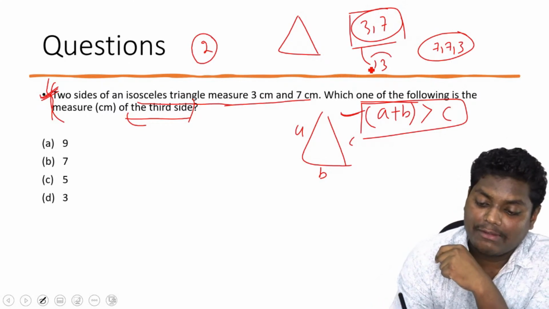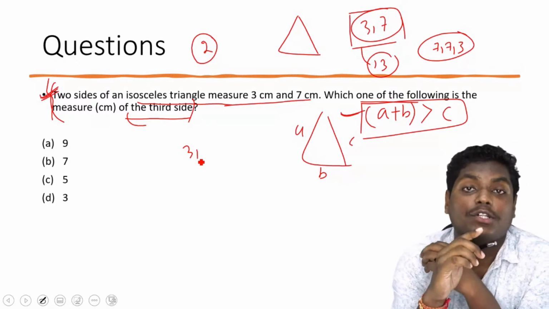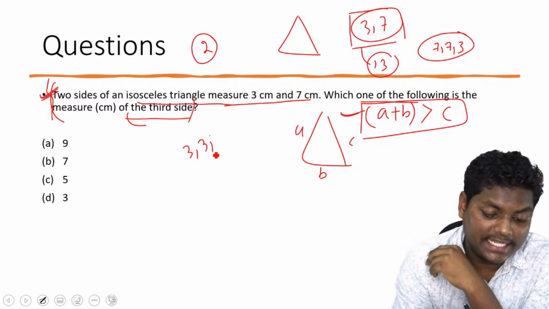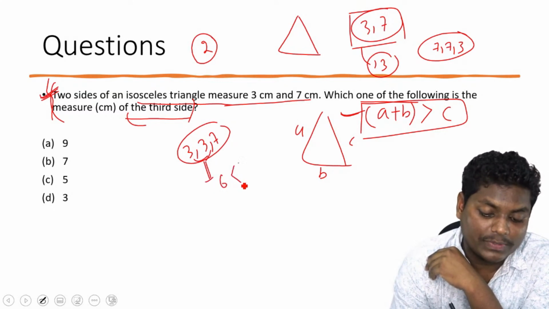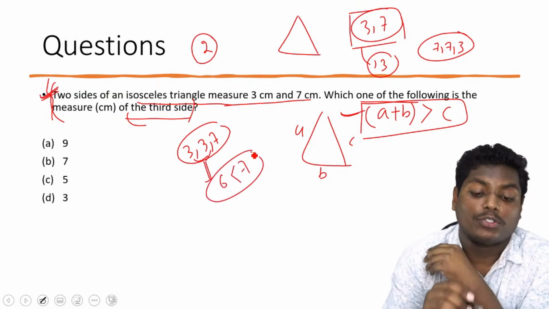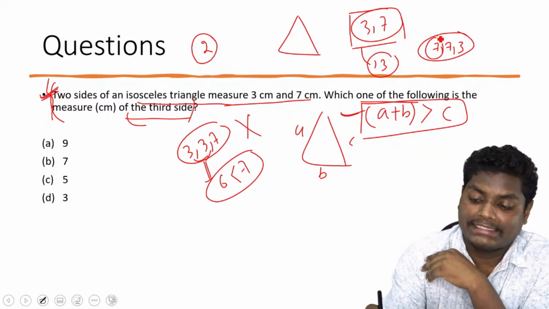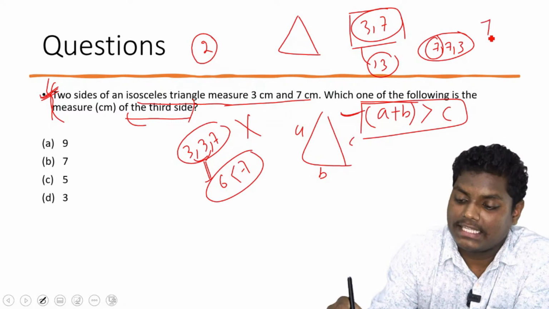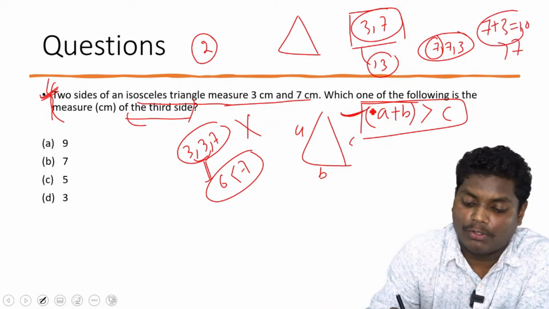Now, if we take 3, so basically it's an isosceles triangle, so two sides will be equal. 3, 3, 7. Now, if we add up these two sides, 3 plus 3 is 6. So basically it is less than the third side. So this cannot be the value of the third side. Now, if you take 7, 7 plus 7... if you add up 7 plus 3, it will give 10, which is greater than 7. So basically it follows this rule.